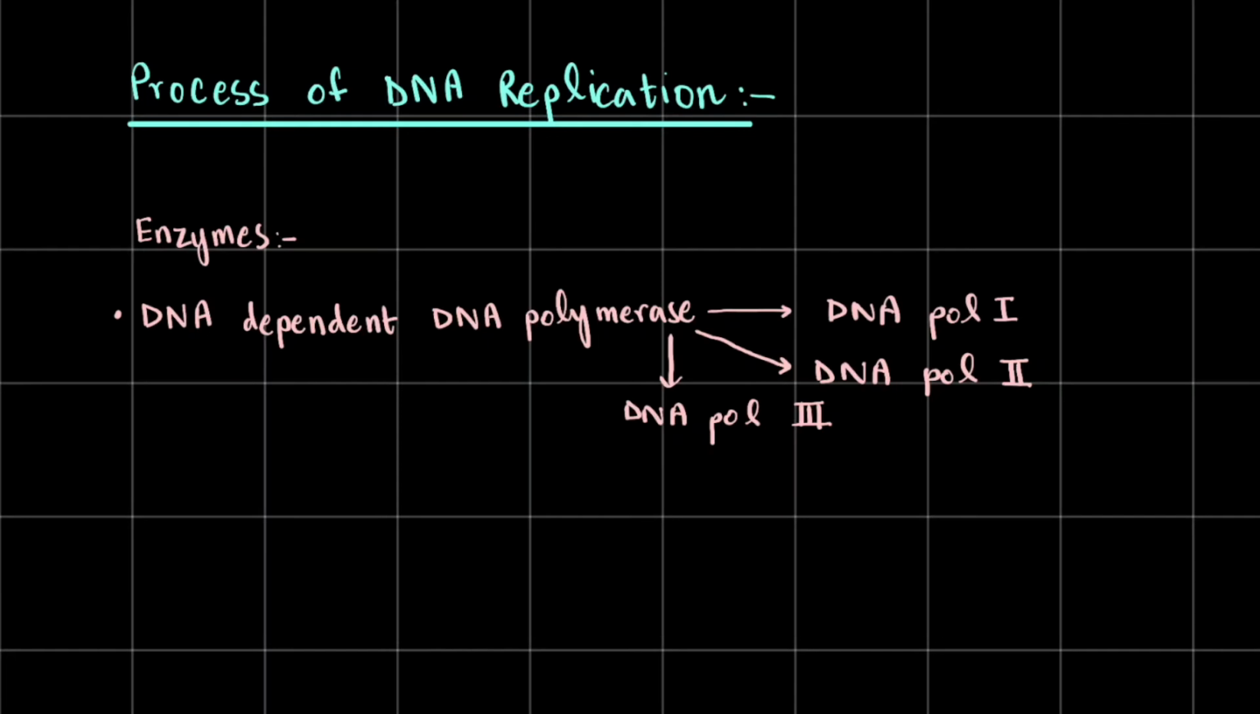And what does it polymerize? It polymerizes DNA. And what are the monomers of DNA? A polymer is composed of monomers, right? The monomers of DNA are nucleotides. We learned about that in the previous video. So DNA polymerase polymerizes the monomers of DNA, that is the nucleotides, into the nucleic acid strand, the DNA strand, right? Okay, so this was about DNA dependent DNA polymerase.